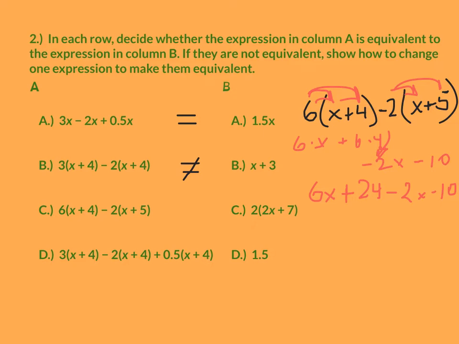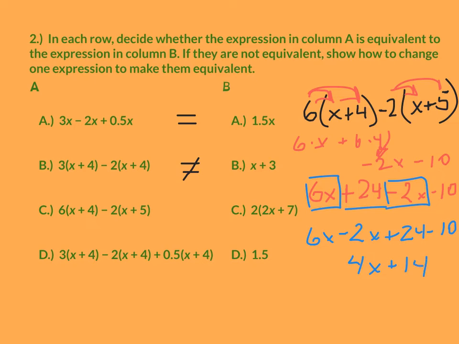And then, of course, I have to combine my like terms. So I'm going to be left with 6x minus 2x plus 24 minus 10. 6x minus 2x leaves me with 4x plus 24 minus 10 is 14.